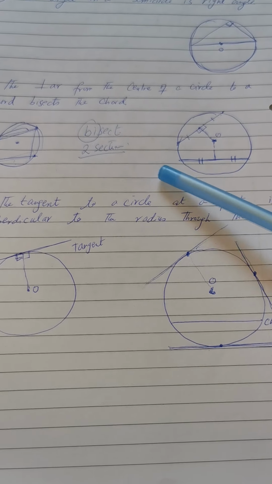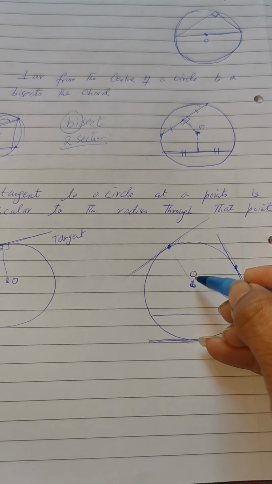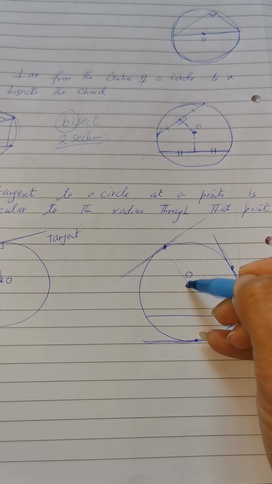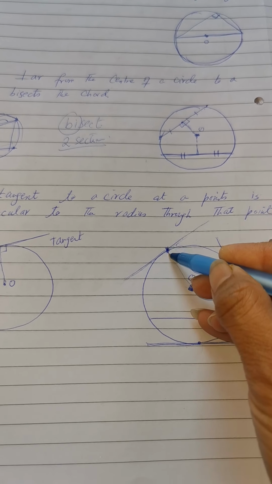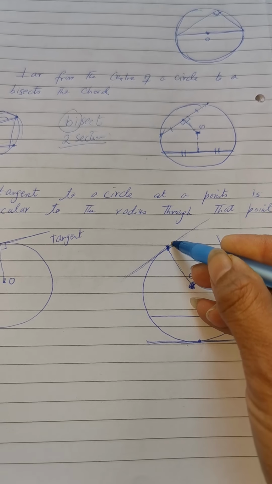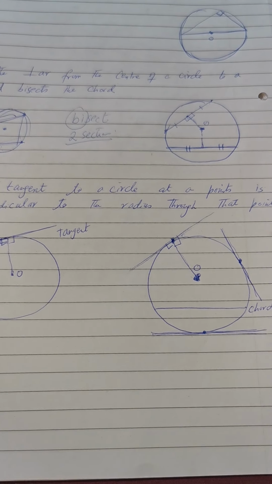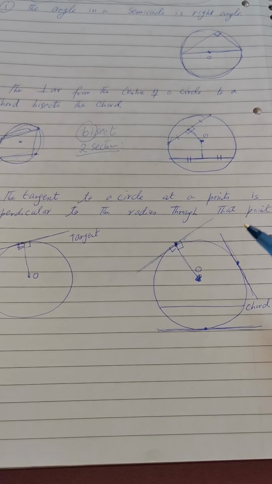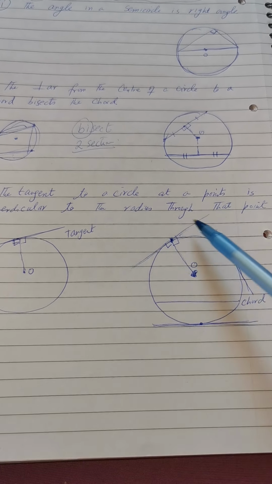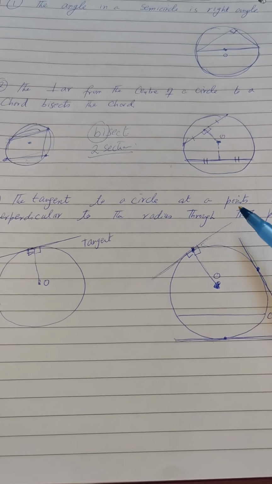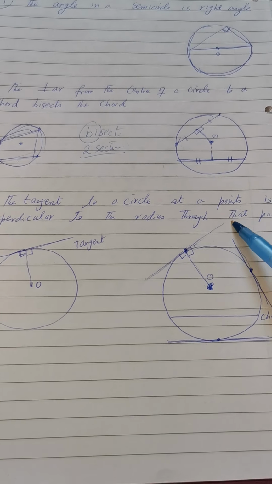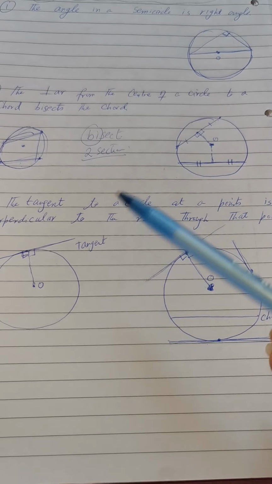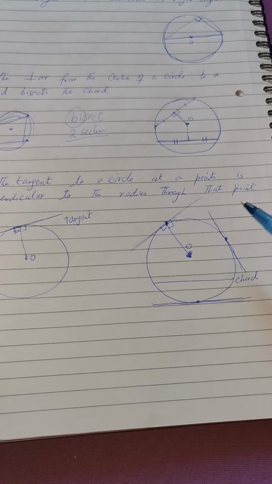So this is perpendicular to the radius of the circle through that point, right? Through that point, not here, not here, not here, only this point. So from here this will be perpendicular. This is the definition. And the converse of this definition is that the radius through any point is perpendicular to the tangent of the circle, right? You can do the converse of this definition.